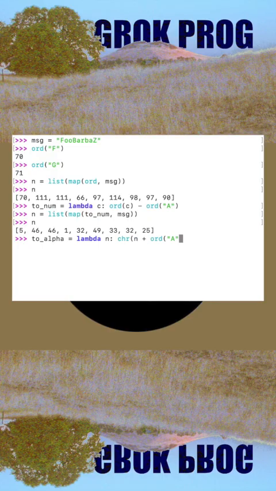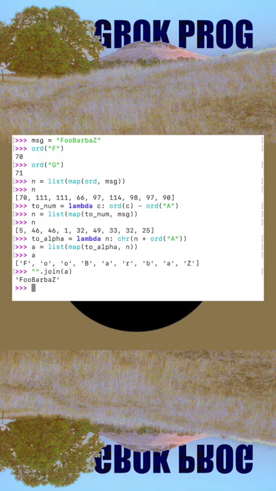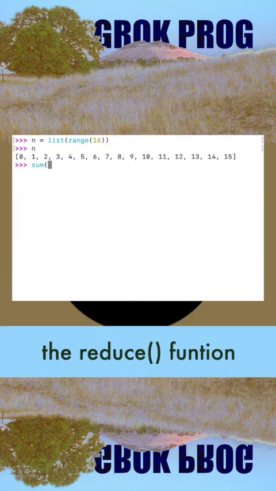The chr character function returns the character with a given ASCII value and can be used to recreate the original message. Reduce is yet another built-in higher order function that takes a function and an iterator. One example of using reduce is to recreate the sum function.